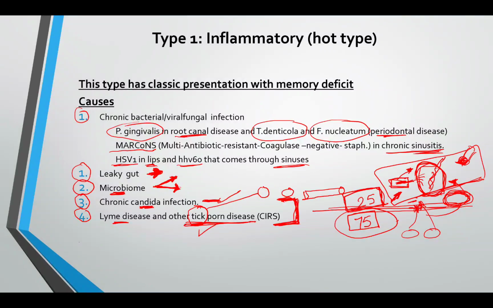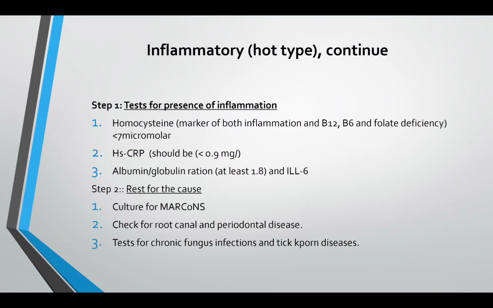How to identify these people, the 25% of the population who have this problem, we will talk about in the investigation, or how to diagnose this inflammatory type. Now, how to test for the inflammatory type. First step, we need to know if the person has inflammation or not before going into comprehensive investigations. So there are markers of inflammation.